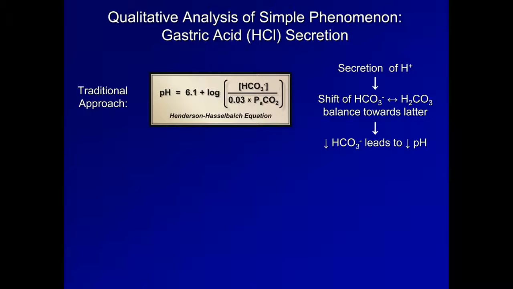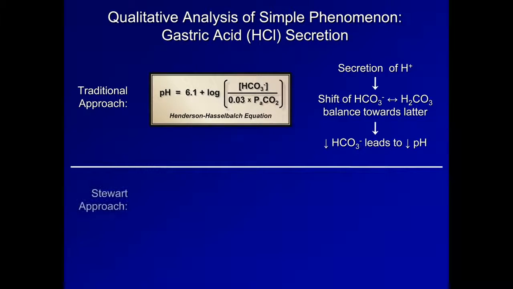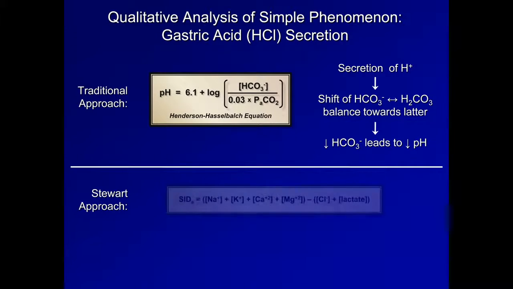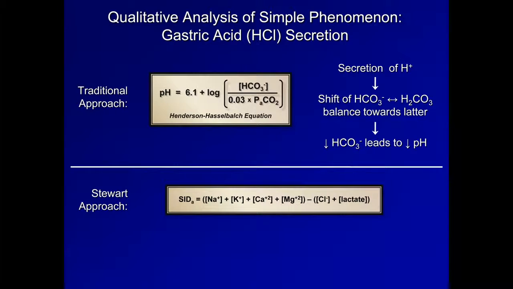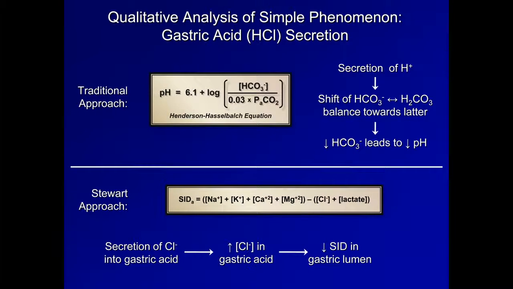This lowers the concentration of bicarbonate ion, which by the Henderson-Hasselbalch equation must result in the lower pH of the gastric lumen. In the Stewart approach, a more complete version of the calculation for apparent strong ion difference states that it is equal to the sum of charges from sodium, potassium, calcium, and magnesium, all minus the sum of charges from chloride and lactate. Thus, it is actually secretion of chloride ion as the other half of hydrochloric acid that is important. Increasing the concentration of chloride in the gastric lumen lowers the strong ion difference, and it is this effect that lowers pH by virtue of the Stewart equation we saw earlier.